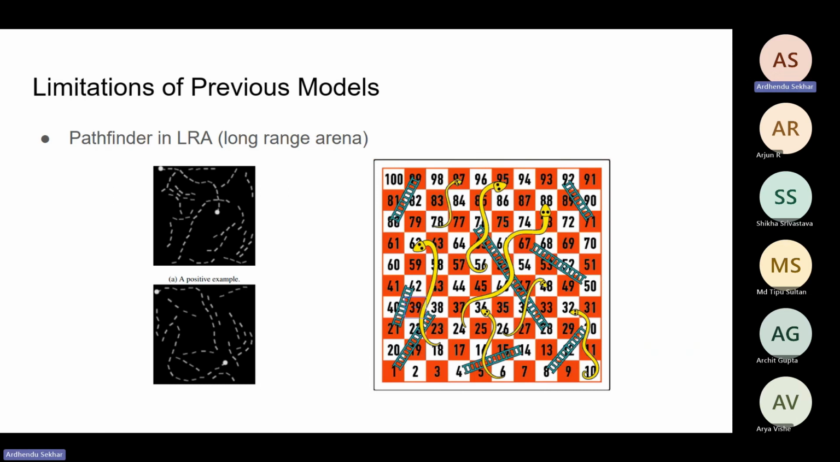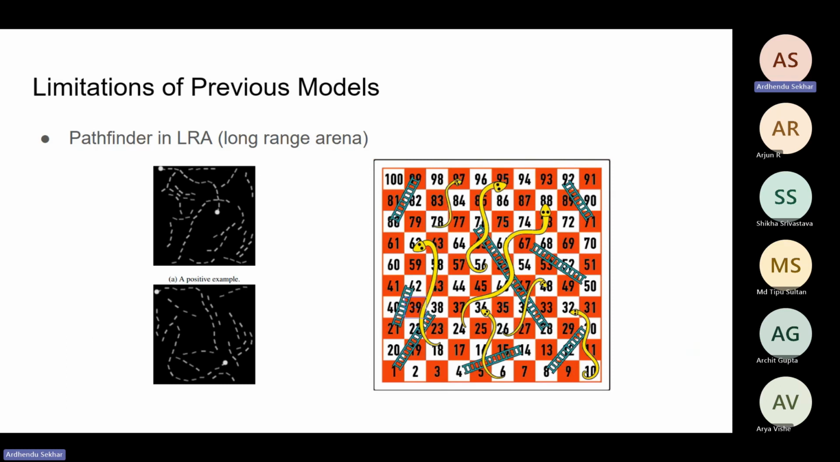it cannot just get away with telling what is there in the image. It needs to know the long-term dependency, like how is one part of the image connected to another part. And that is missing in all the architectures. So there is something called the Long Range Arena, which is a benchmark where the long-range dependency detection is tested on ML models.